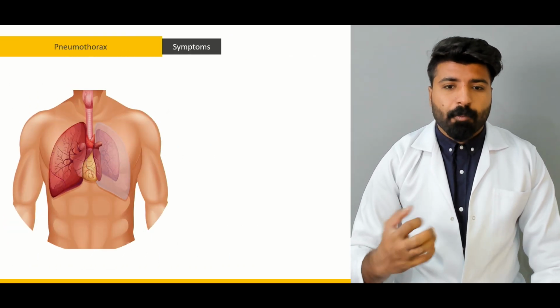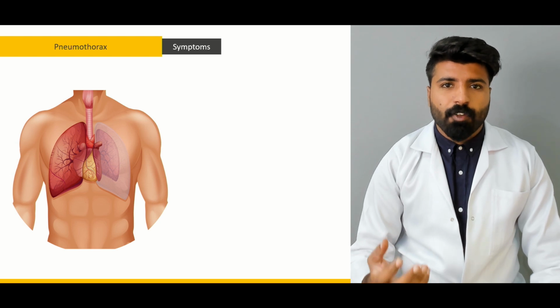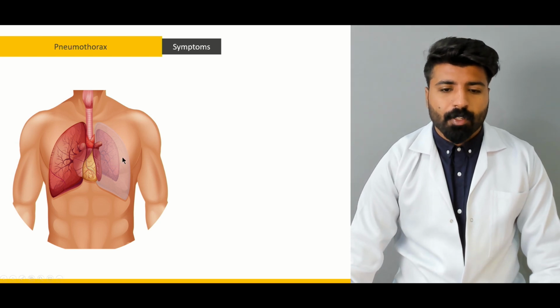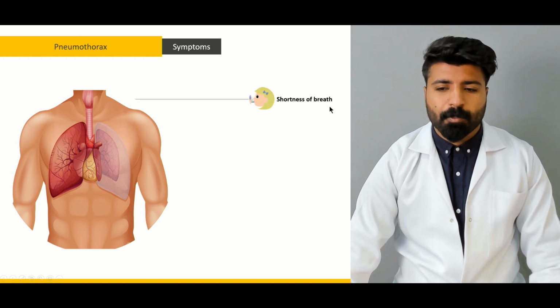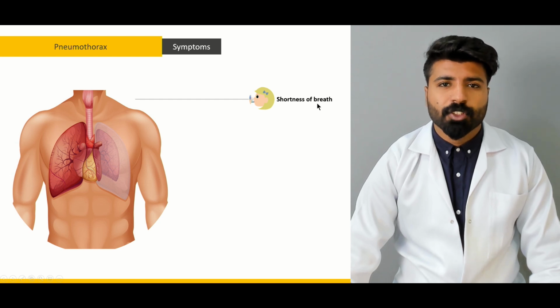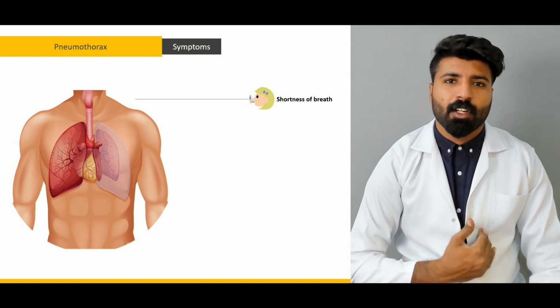If a patient just had pneumothorax, what will be the key symptoms that he will be coming to you with? He just had a collapsed lung. He just had this pathology. What are the symptoms that he is going to present to you with? First of all, the patient will present to you with shortness of breath. Why do you think he is presenting to you with shortness of breath? Because the patient is unable to inflate one lung.